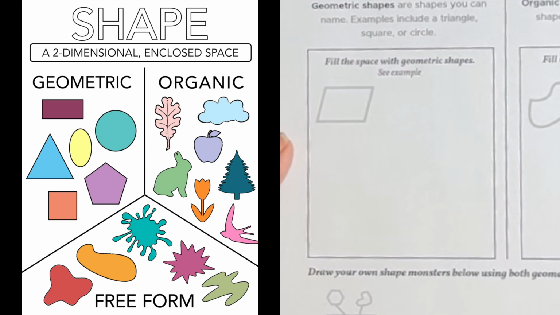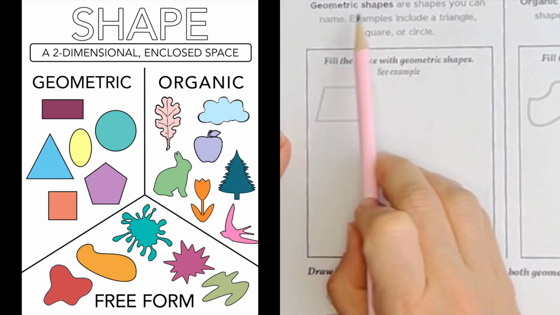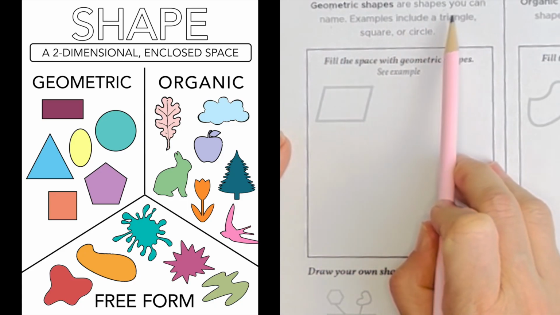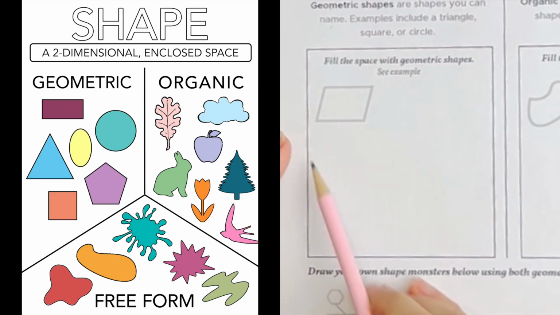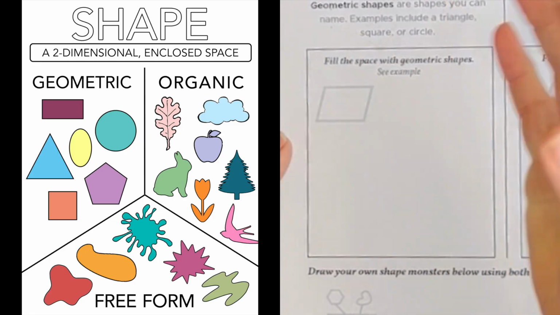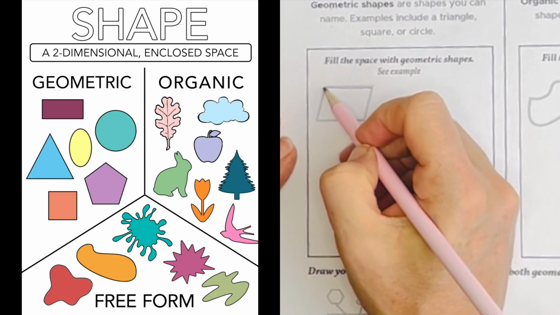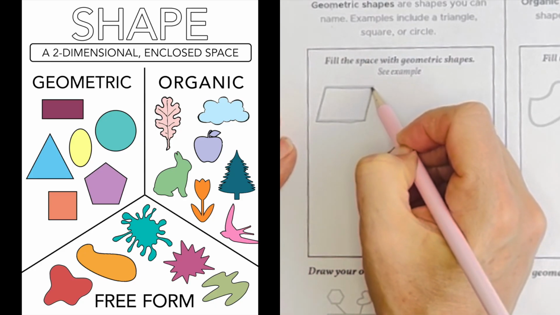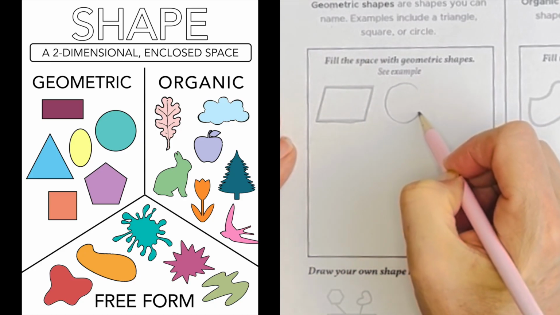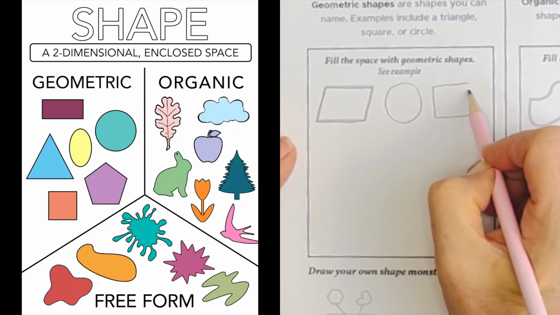Shape, we've talked about geometric and organic shapes. Remember, geometric shapes are shapes that you can name. Examples include triangle, square, circle. I always like to say these are shapes you're going to see in math, or technically geometry. But here's the first one. I guess technically this is a parallelogram. Then we're going to draw a circle, a square. Remember, those are all equal.